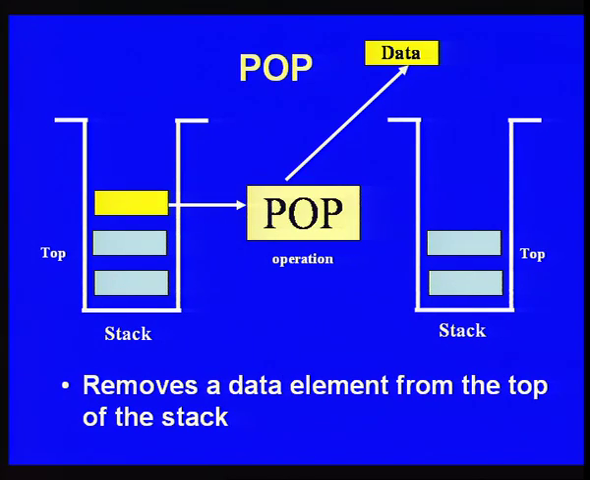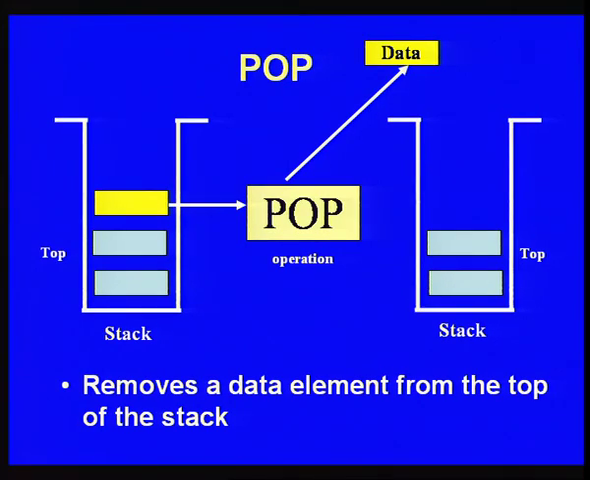Now, let us assume we want to explain the pop operation. As you already know, it removes a data element from the top of the stack. So, initially the stack has 3 elements, and top now points to 3. When you do a pop operation, there is no question of which element to delete, because you can only delete the topmost element. That is the way the stack is defined. So, what you do when you give a pop operation, the topmost element is deleted, and that is returned, and the top reduces by 1. So, this is the pop operation.